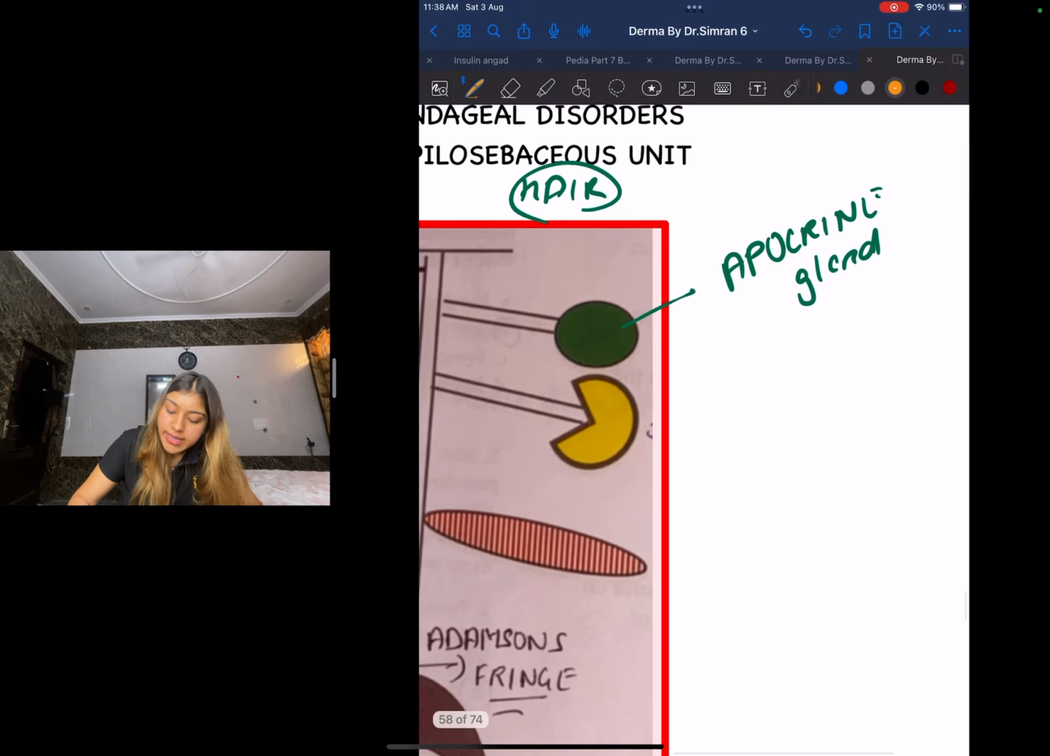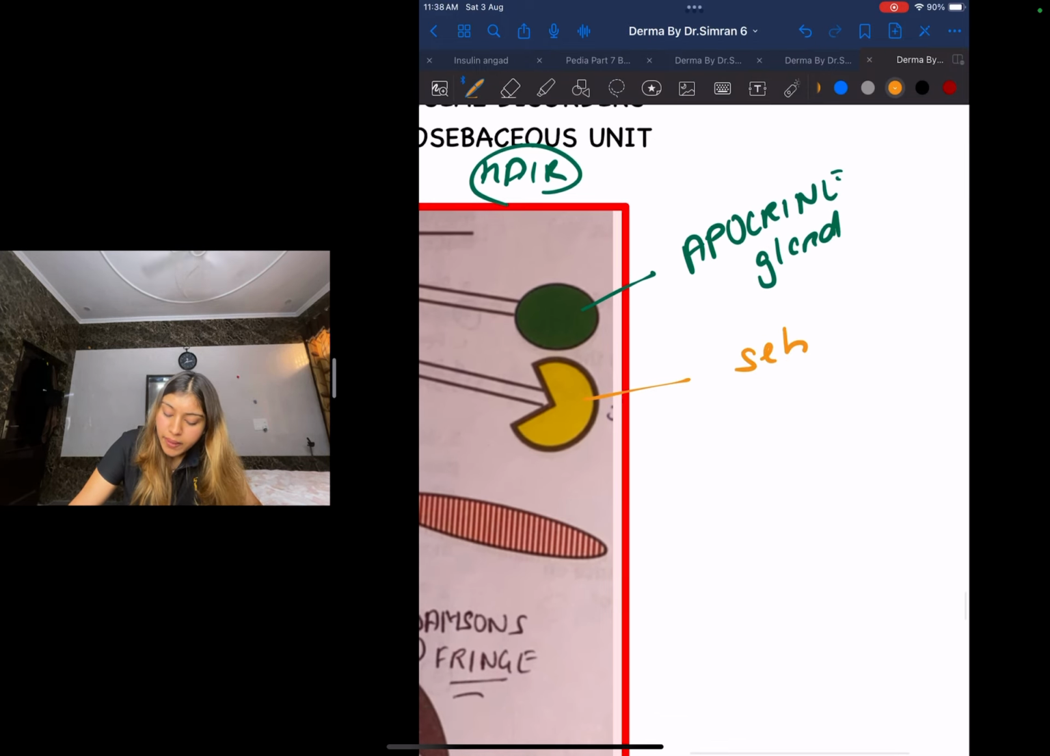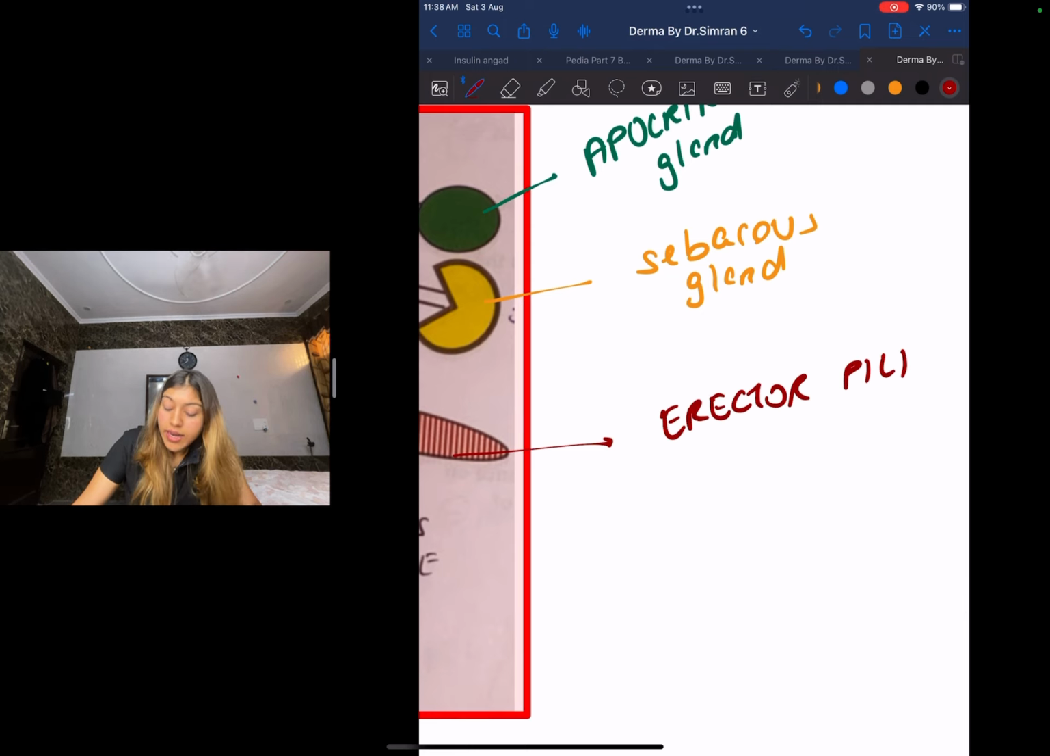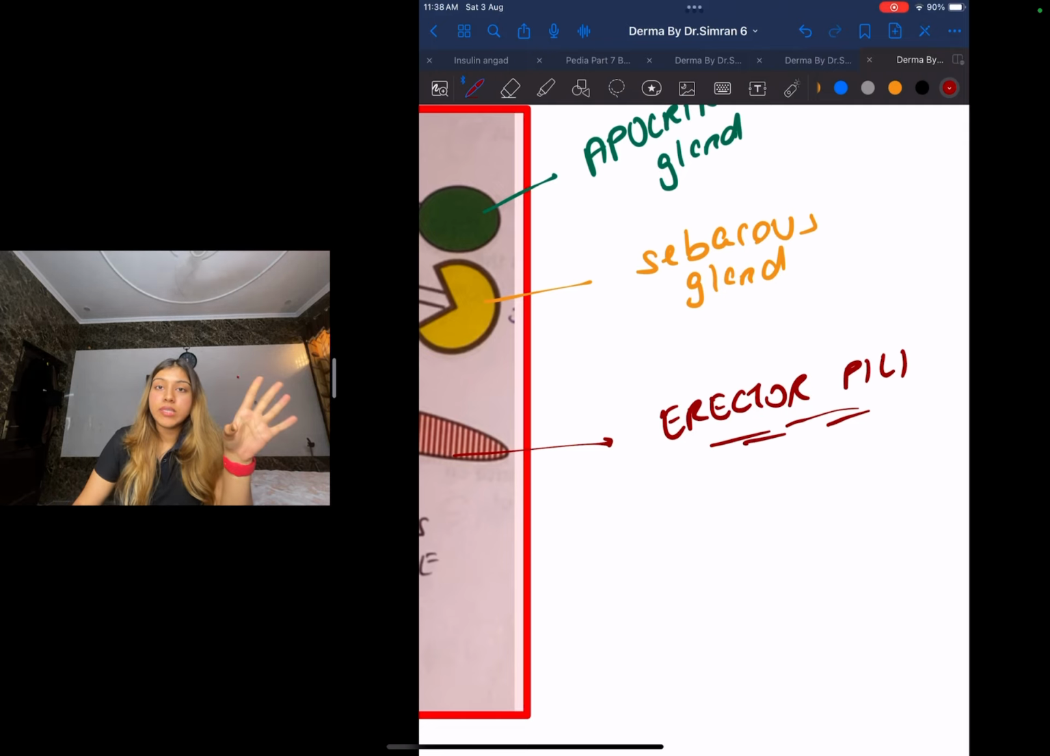Okay, what is this yellow? This yellow is going to be my sebaceous gland. What is this red structure? This red structure is a muscle. It is an erector pili muscle. Like you guys get goosebumps when you're shocked or very excited. You get goosebumps, right? Like on your hand over here. So this is the muscle which gets erected when you get a goosebump.